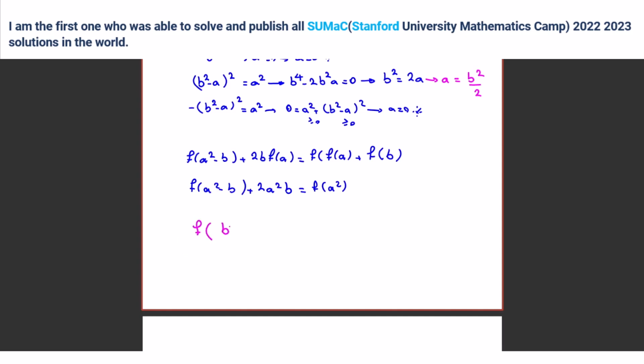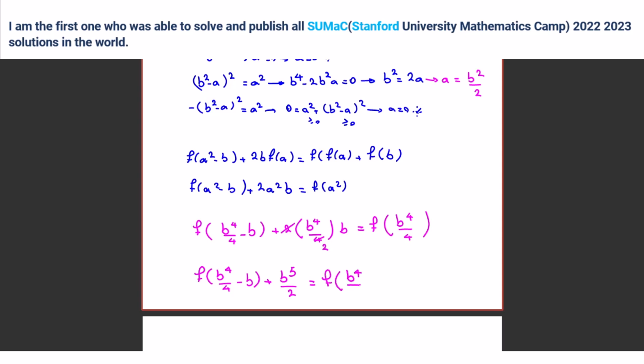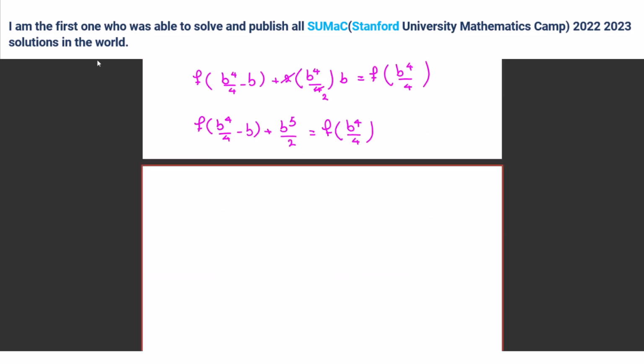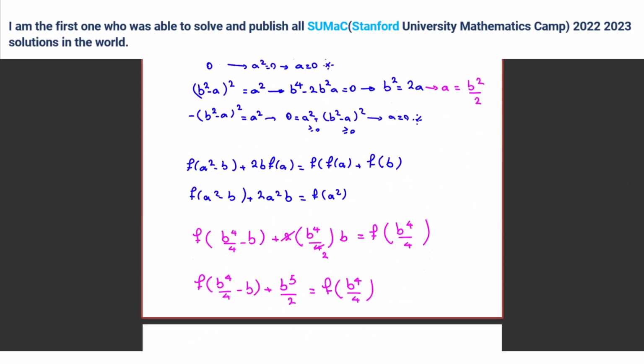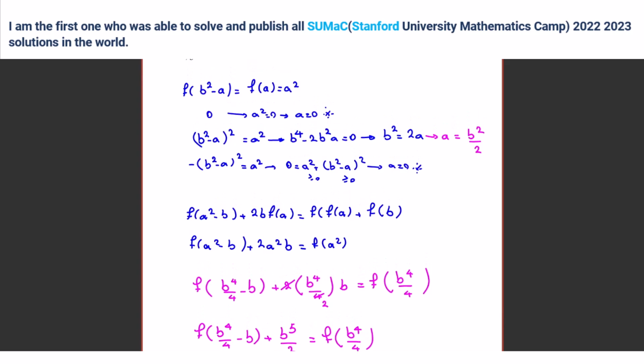So here is f of B to the 4 over 4 minus B plus 2 times B to the 4 over 4 times B is equal to f of B to the 4 over 4, right? We can cancel these 2, so f of B to the 4 over 4 minus B plus B to the 5 over 2 is equal to f of B to the 4 over 4, right? Right. So we should consider cases that this one is 0, all these things. But we can do something else. We can consider cases of that.